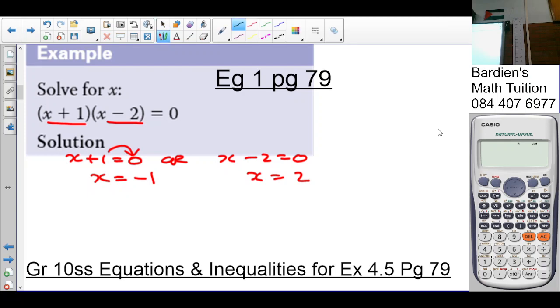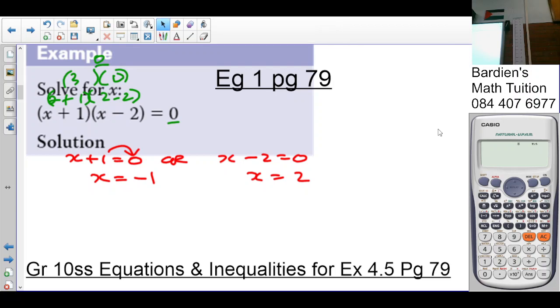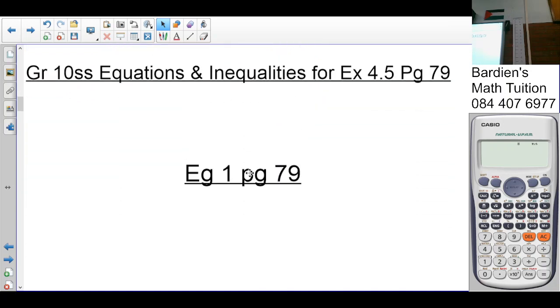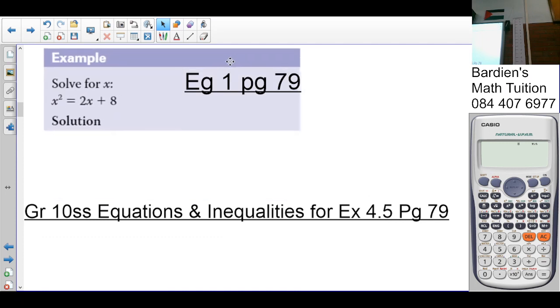And it can be tested. Well, let's substitute negative 1 into this equation. So negative 1 plus 1 times negative 1 minus 2. So that is 0 times negative 3. 0 times negative 3 is 0, which makes it work. Okay, which is correct. Or we could have gone with 2. So 2 plus 1 times 2 minus 2. So it's 3 times 0, which is again 0, which is the same. Okay. So I'm not going to do that for every sum, but I'm just showing you that the values for x are actually true according to our calculation.